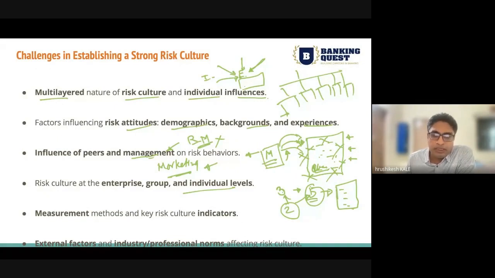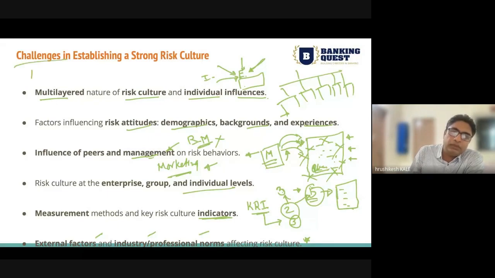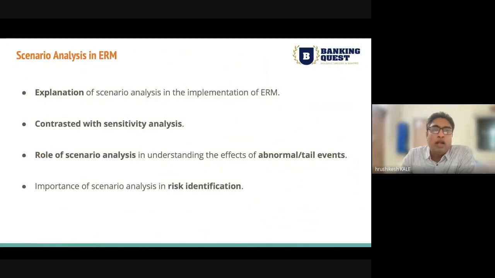Measurement methods create risk, so there are indicators to measure the risk. We call them key risk indicators, KRIs, which are very important. We are going to see them in the third book. External factors, industry and professional norms affect the risk culture. These are all the limitations. Basically, challenges means limitations.